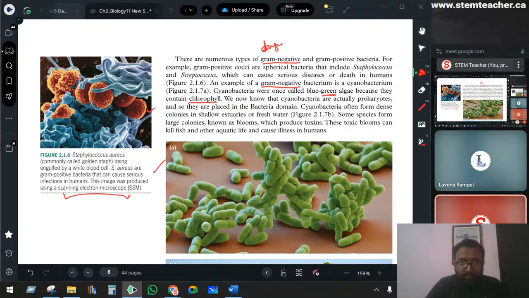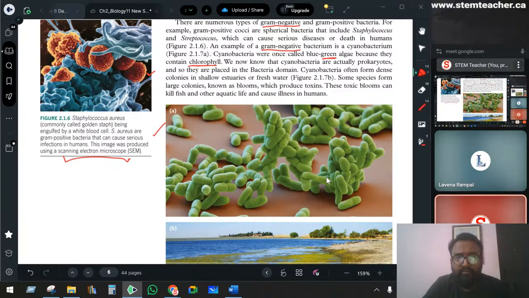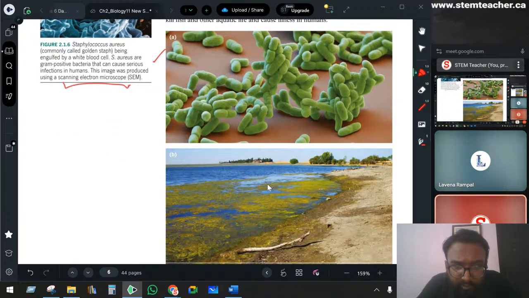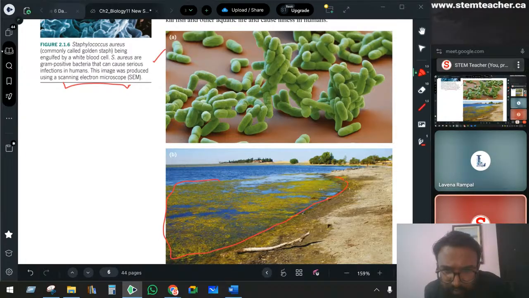Next, one more example he gave, blue-green algae. So it is also toxic. Can you see what this is? What is algae? When old water is collected, it will develop. This is algae.